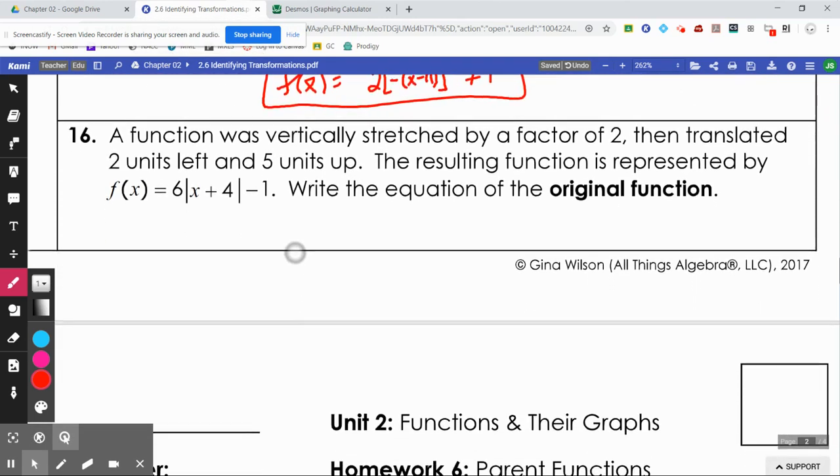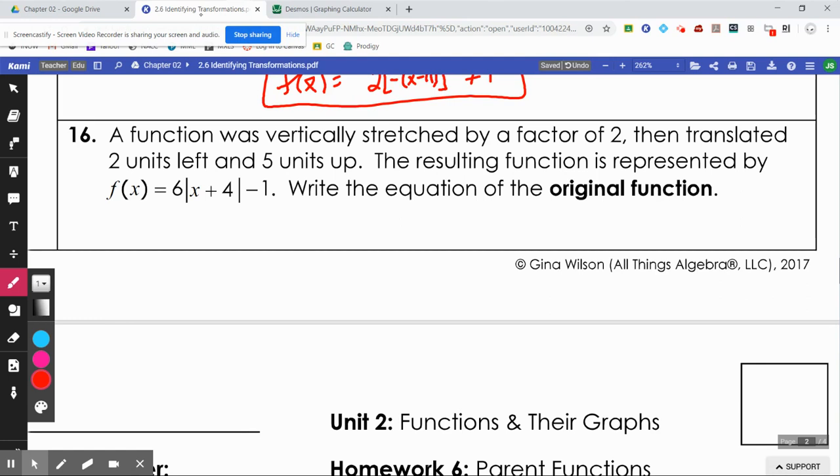Okay, number 16 says a function was vertically stretched by a factor of 2, then translated 2 units left, 5 units up. The resulting function is represented by this. Write the original function. So now we're going backwards. So our new function is this, 6 absolute value of x plus 4 minus 1. Okay, so our original function was stretched vertically by a factor of 2. So this started somewhere else and then got stretched times 2 more. So it must have been a 3 before if it got stretched by 2 and turned into a 6.